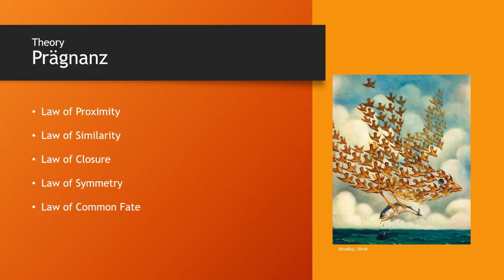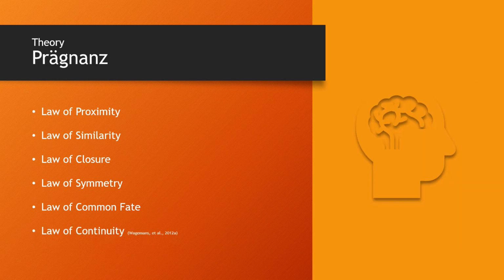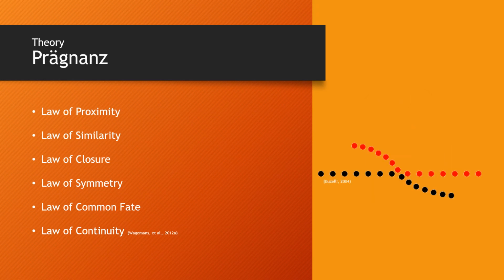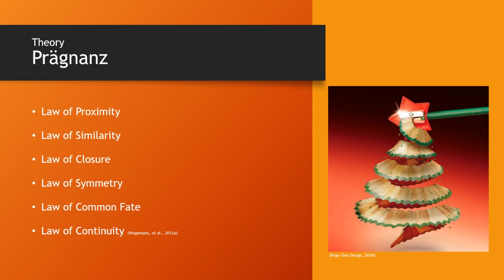The law of continuity holds that we tend to perceive smooth, continuous lines rather than sharp, jagged directional changes as being uninterrupted objects. In this example, despite the color difference, we see a straight line and a curved line. Here is another example of how continuity helps us perceive shapes.